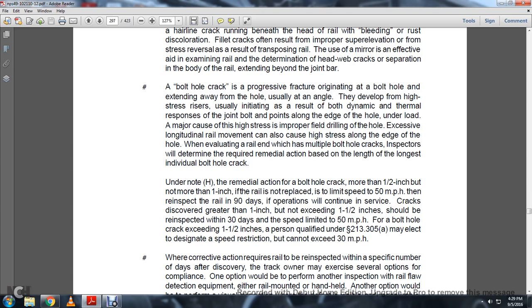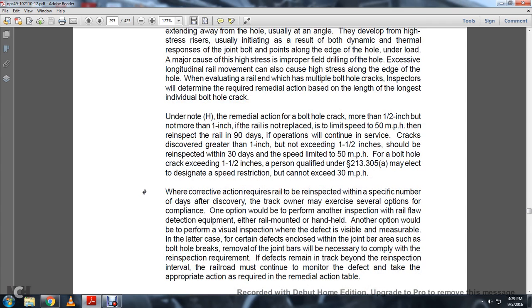We evaluate a rail end with multiple bolt hole cracks. Inspectors will determine the required remedial action based on the length of the longest individual bolt hole crack. Under note H, for a bolt hole crack more than 1/2 inch but not more than 1 inch, if the rail is not placed at a speed less than 50 miles an hour, re-inspect the rail in 90 days.